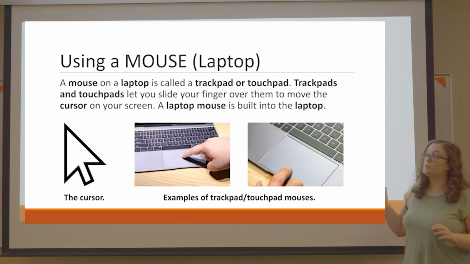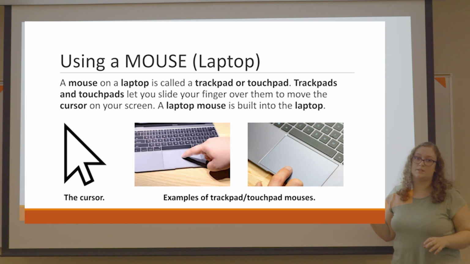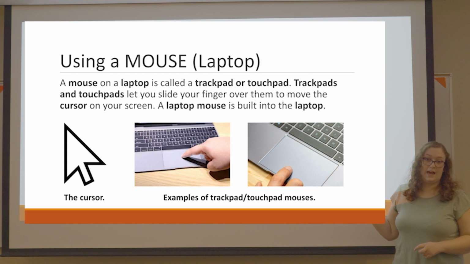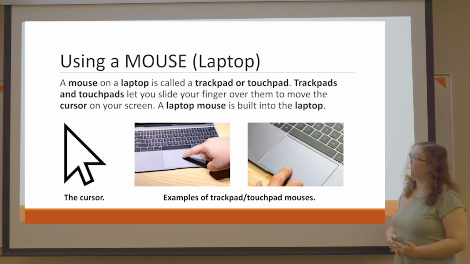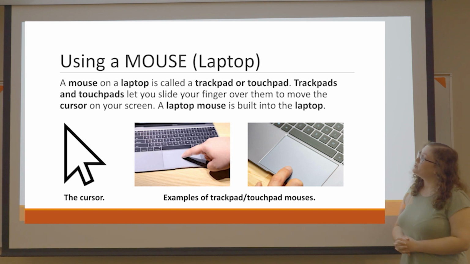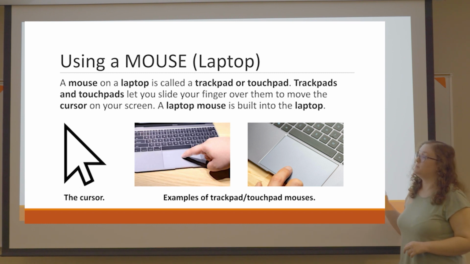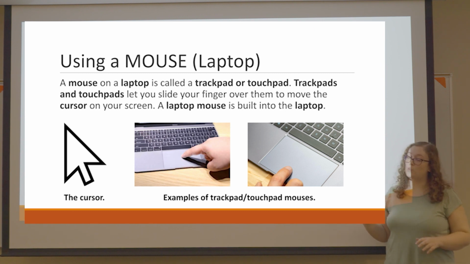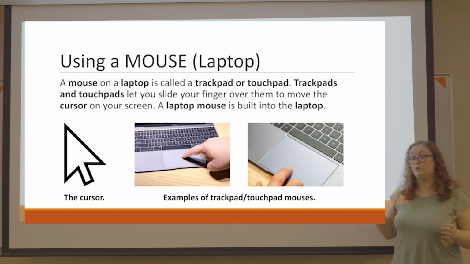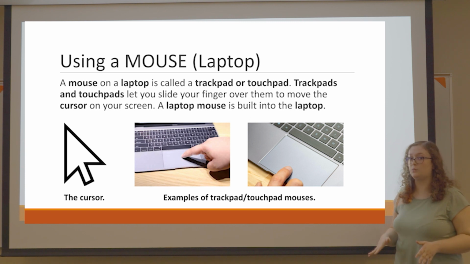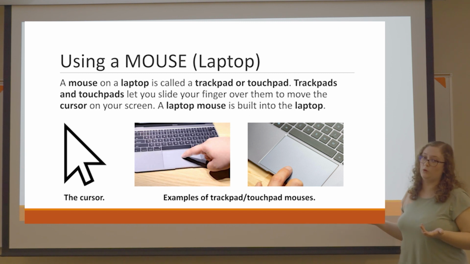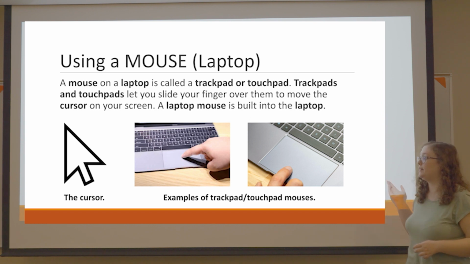So next we have using a mouse, and there are two different types of mouses used for computers. One of them is for the laptop, and a mouse on a laptop is called a trackpad or a touchpad, but it can also just be called a mouse. So the trackpad and touchpad let you slide your finger over them to move your cursor on your screen. The laptop mouse is built into the laptop, so you do not need to buy a separate one. You can just use the one that's already there, and it will perform the same functionality as would a desktop mouse, which we'll get to a bit later.